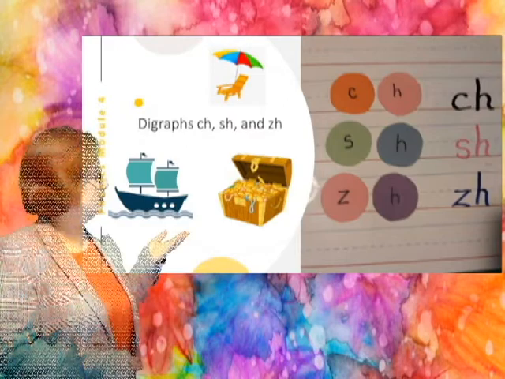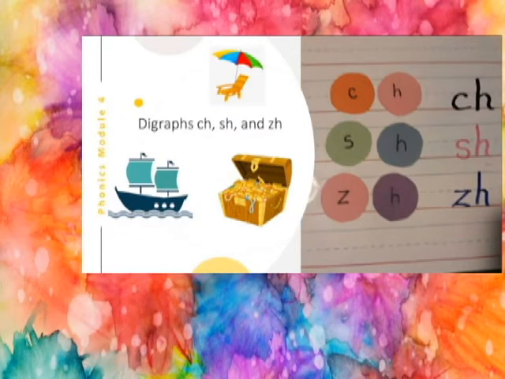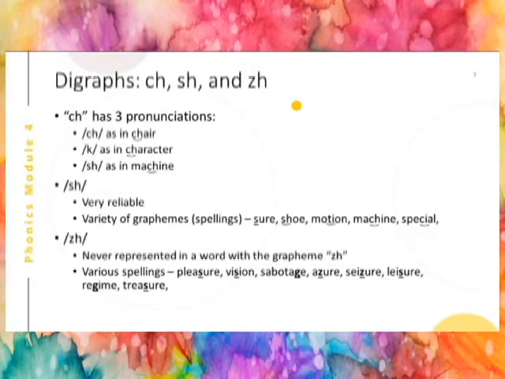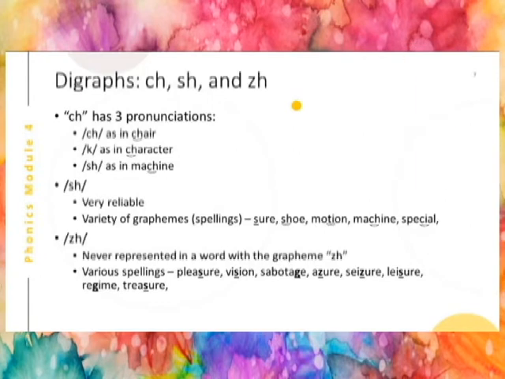Let's turn our attention to the digraphs CH, SH, and ZH. The consonant digraph CH is not reliable. If we do not know the word, we cannot tell which key symbol to identify with it. It might be ch, or k, or sh.